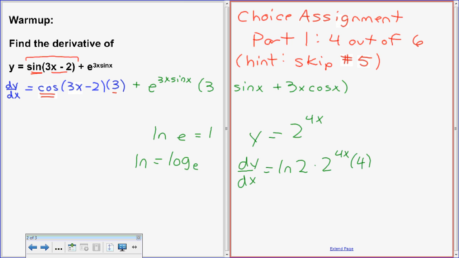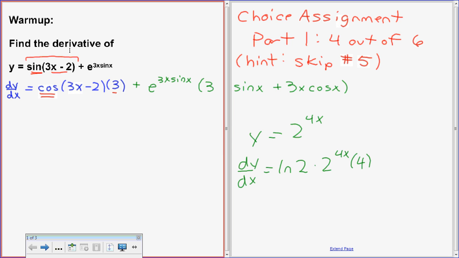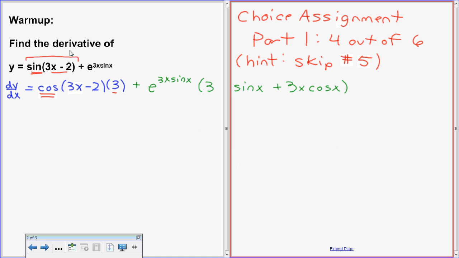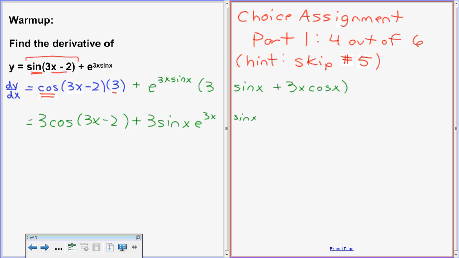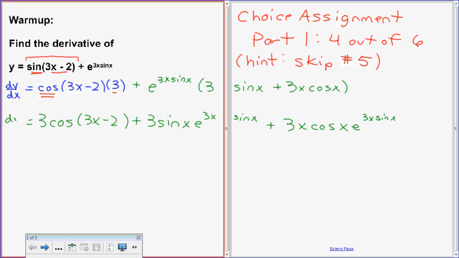Now, are we done this question? Yes, we are, because I've found dy over dx, that's y prime. If you want to FOIL this out, you can do so. You can neaten it up if you want to. I might do that just because I'm a math teacher. So I'm going to call this 3 cos 3x minus 2 plus 3 sine x e to the 3x sine x plus 3x cos x times e to the 3x sine x. Whatever is easier for you to deal with.